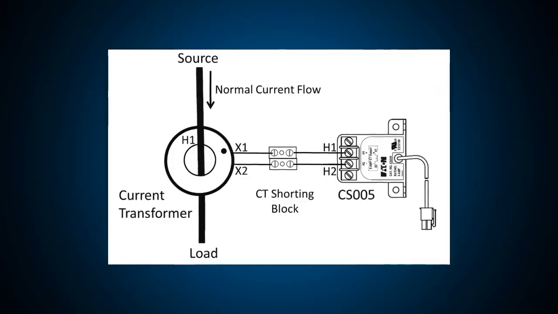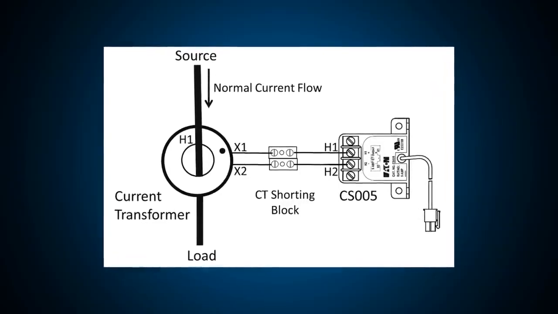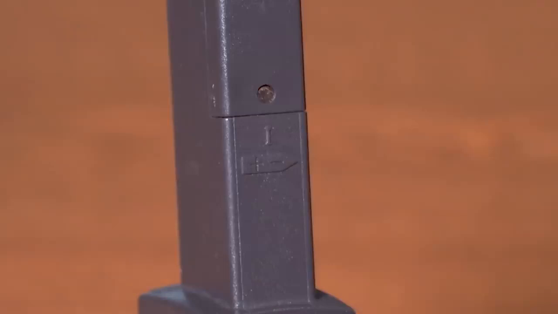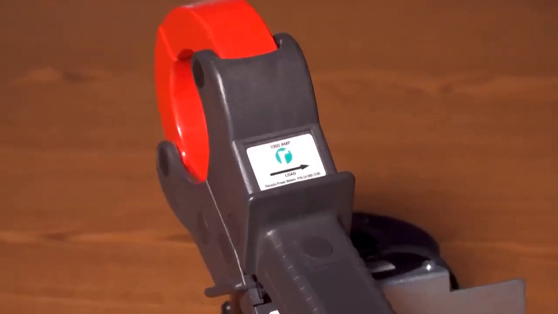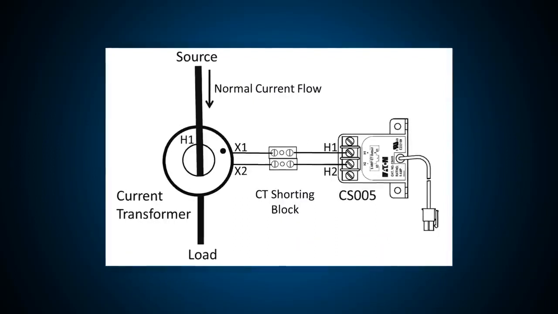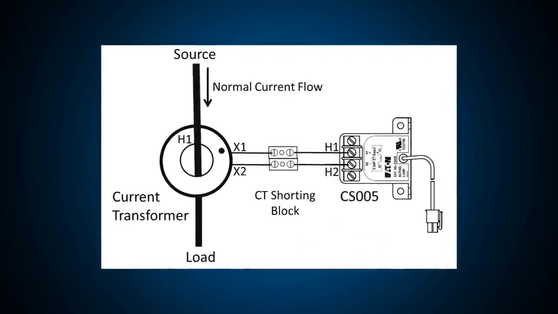CTs have polarity dots, arrows, or markings indicating current flow direction. The primary wire enters the CT on the side indicated by H1 or P1, and the load side is indicated by H2 or P2. When a CT has an arrow indicating direction, the arrow points towards the load. The current on the secondary comes out of X1 and returns on X2.